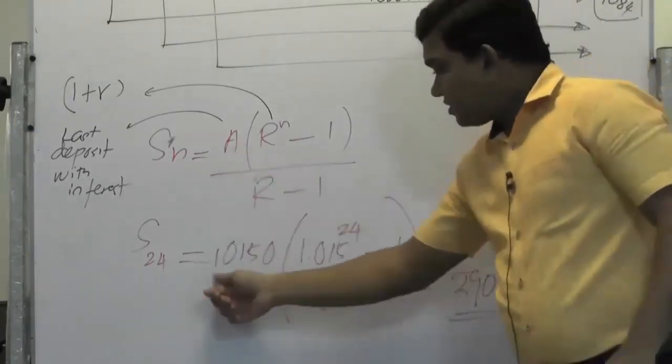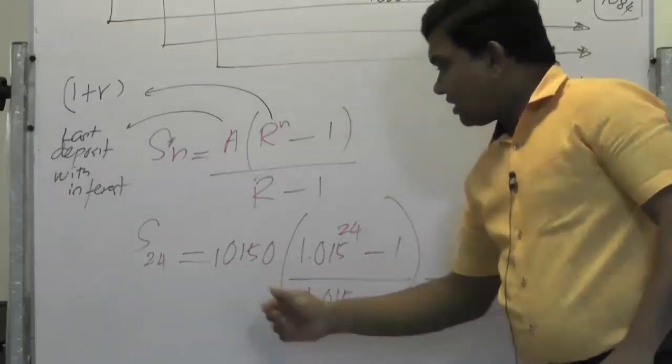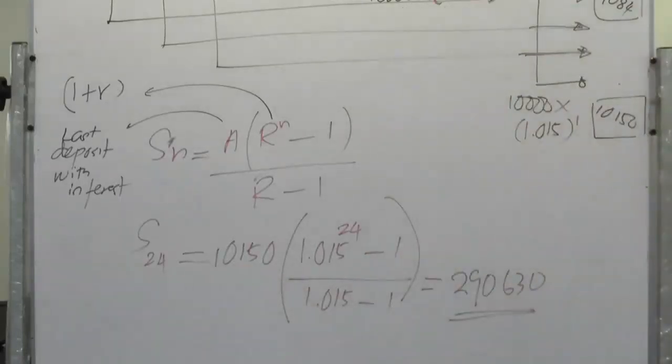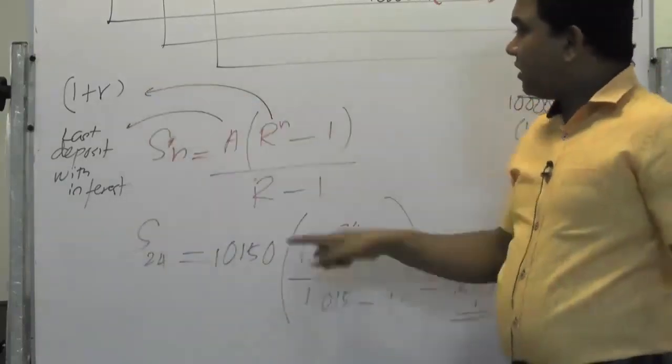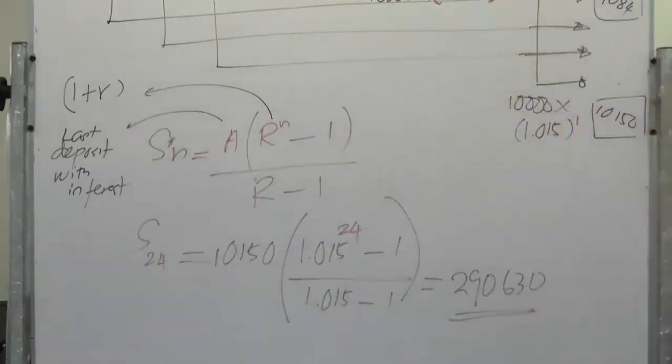Therefore, the first number A will be the deposit plus interest for 1 month. Then R will be 1 plus R, that is 1.015. N is the number of months you will make the investment, right?